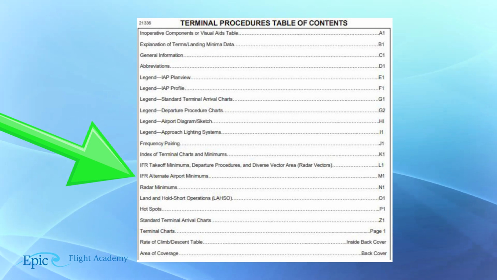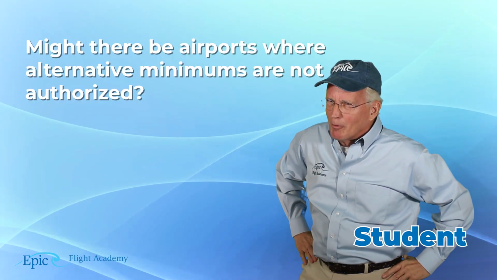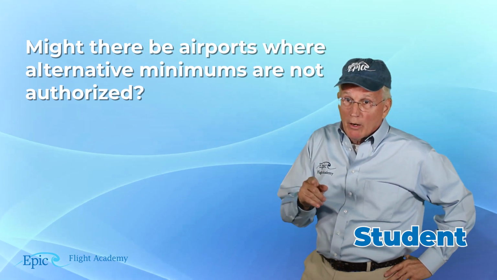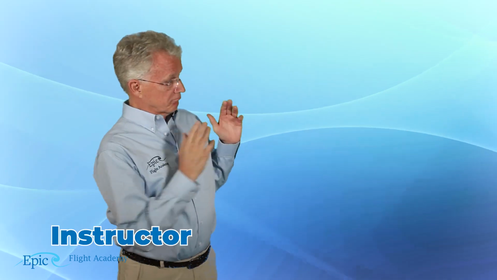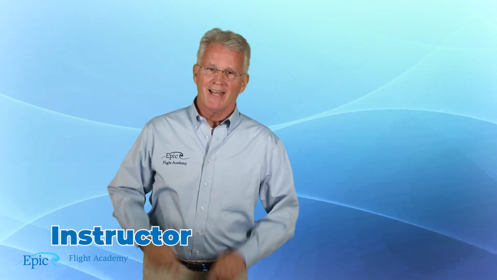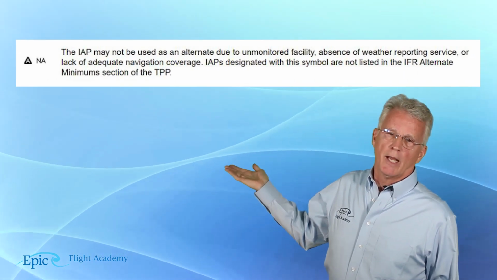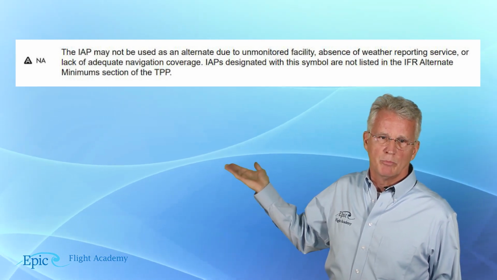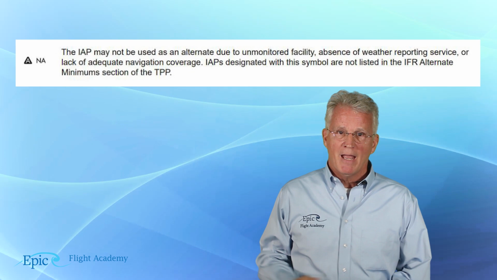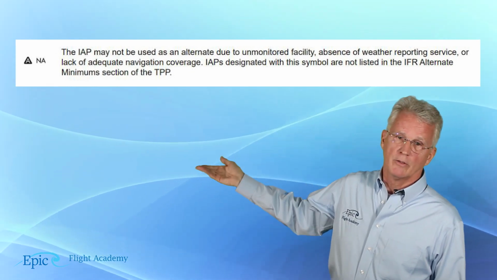Now, my extremely smart instrument student has two more questions. Might there be airports where alternate minimums are not authorized? Yes, and that would look like this. Notice it shows the white A in the black triangle, and then it says NA. And you can see that. That symbol means the IAP may not be used as an alternate due to, and they'll give you an explanation here.